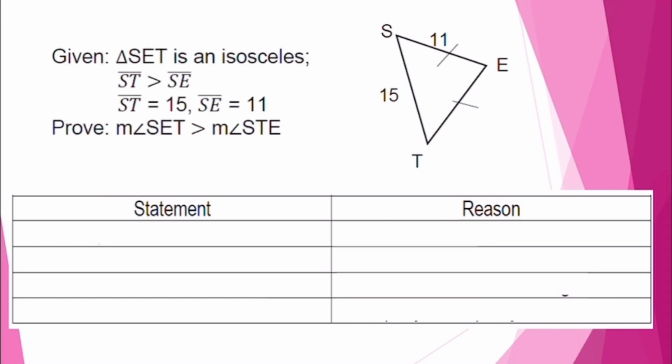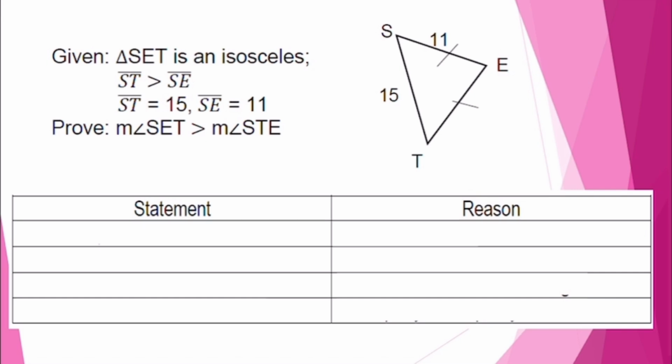We conclude that angle F is greater than angle N. Now, using a two-column proof, we can prove inequalities in a triangle by applying these theorems, such as: given triangle SET is isosceles. We all know that when we say isosceles triangle, it has two congruent sides. Line segment ST is greater than line segment SE, and line segment ST is equal to 15, while line segment SE is equal to 11. Let's prove the degree measure of angle SET is greater than the degree measure of angle STE.